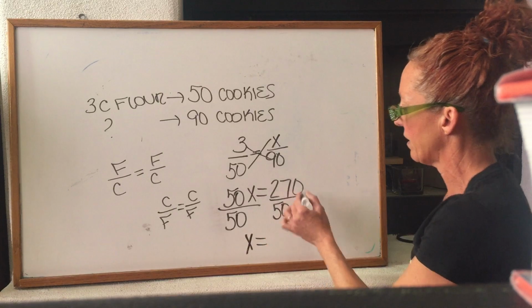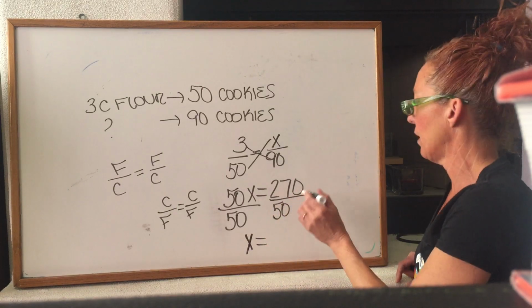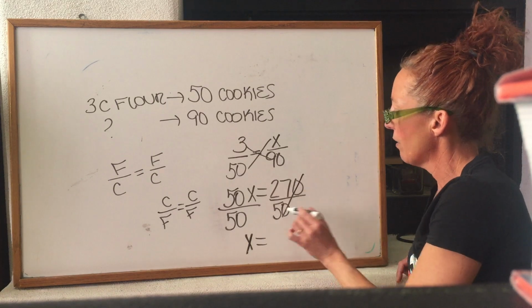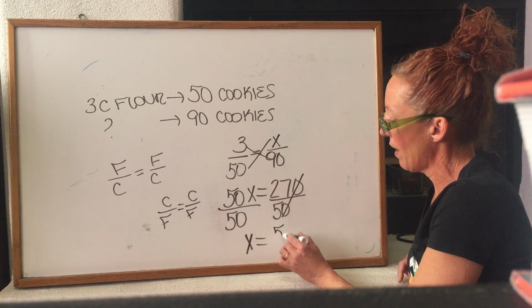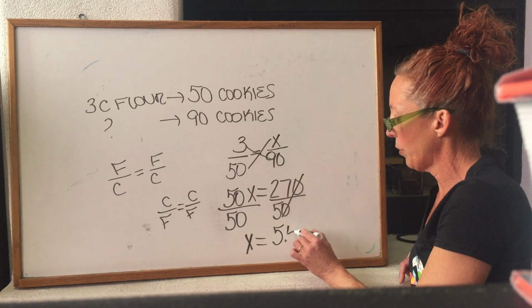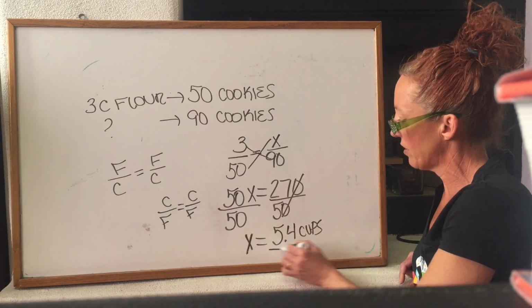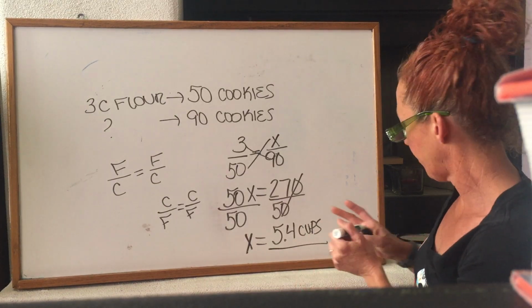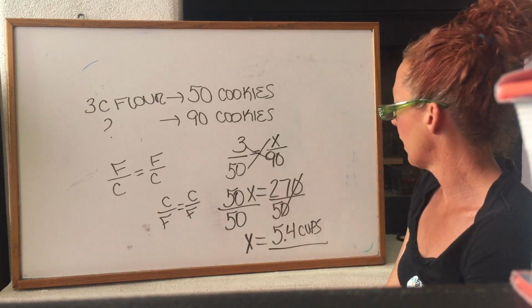Go ahead and give me a decimal for that because you would never say I need 270 over 50 cups of flour. Those zeros die off. 5 divides into 27 5 times with the remainder of 2. 2/5 is 0.4, so I need 5.4 cups, which is still weird because in cooking we use fractions, but that's totally fine. All right, good enough.